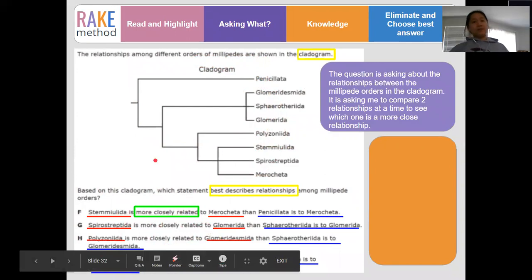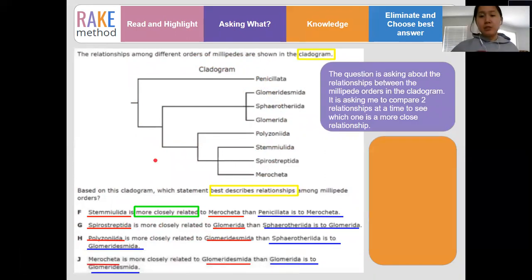So what is the question asking? The question is asking about the relationships between the millipede orders in the cladogram. It's going to ask me to compare two relationships at a time to see which one is a more close relationship.